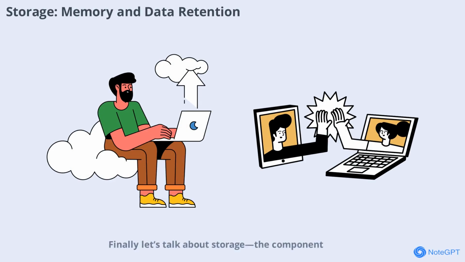Finally, let's talk about storage, the component that allows computers to retain information. There are two main types of memory: primary, like RAM, and secondary, like hard drives and SSDs. Primary memory is fast and directly accessible by the CPU, but it's volatile, meaning data is lost when the power is off. Secondary memory, such as hard drives, is non-volatile and retains data even when the computer is shut down.